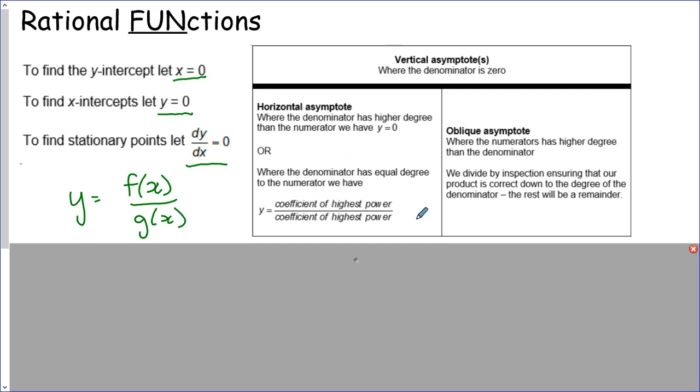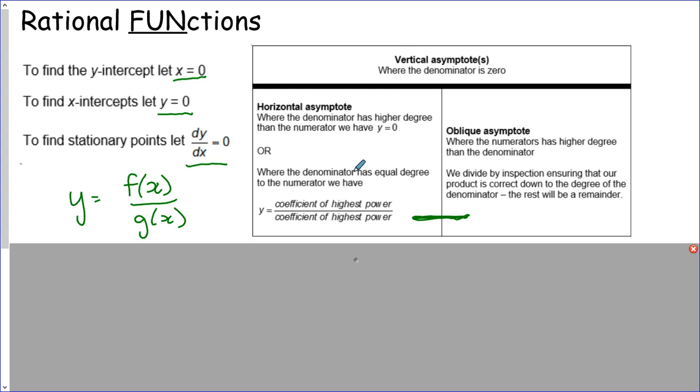Then, and this is a kind of mutual exclusivity thing that you'll be comfortable with from core maths probability, you can't have both horizontal asymptotes and oblique asymptotes. These deal with how the function behaves as x approaches infinity or minus infinity. So it can't approach one line and another line. It'll either have horizontal or oblique.